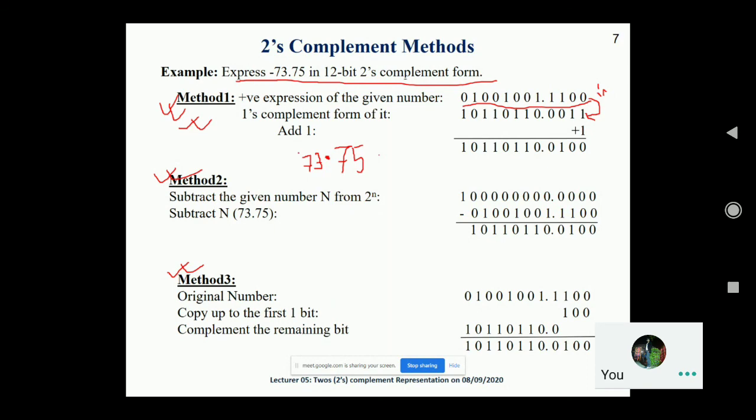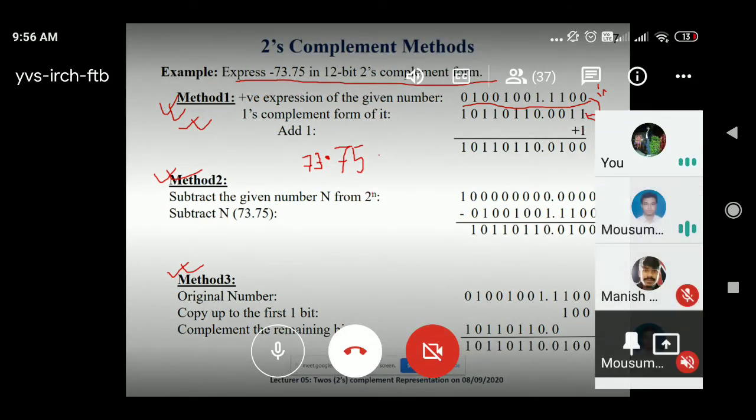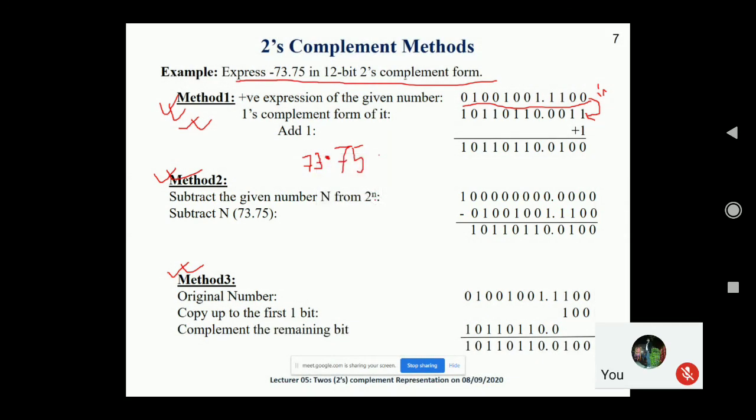So remember what happened here. 2 to the power n means what? We are not using 12 as small n. Small n is not 12, remember. Small n is 8. After the fraction part, how many binary bits are we using? 4. 4 plus 8 means what? 12. So we are getting 12 bits.